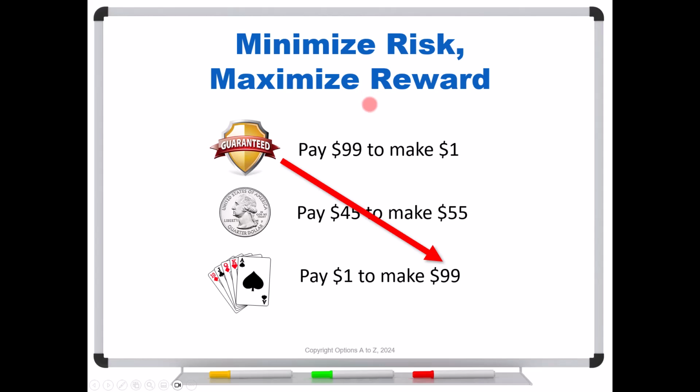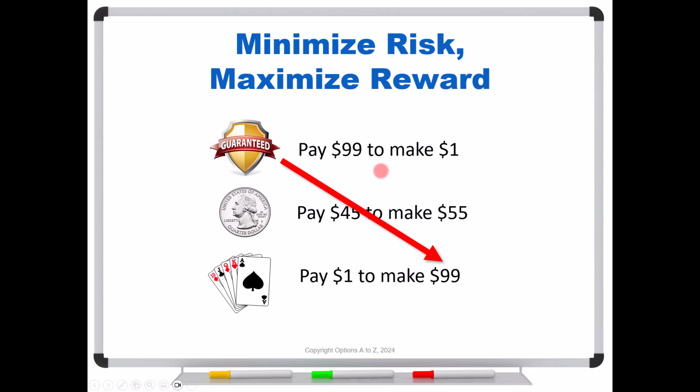Now, it is true that you can maximize the reward for a given level of risk, but you can't minimize one variable while simultaneously maximizing the other. You cannot minimize risk and maximize reward. Instead, as an options trader, you get your choice.